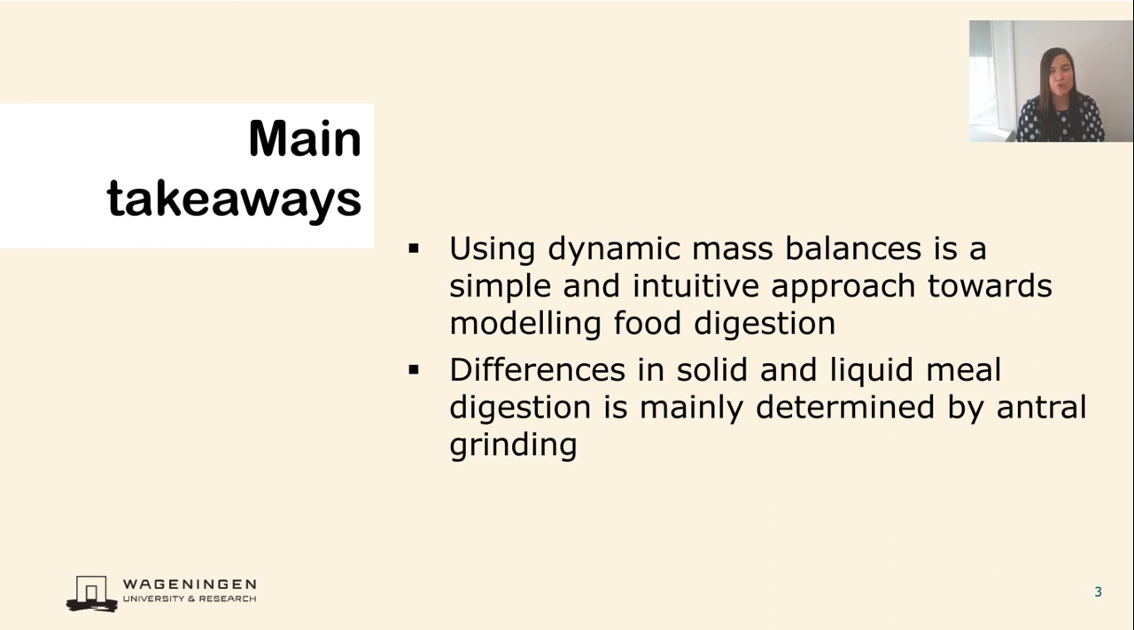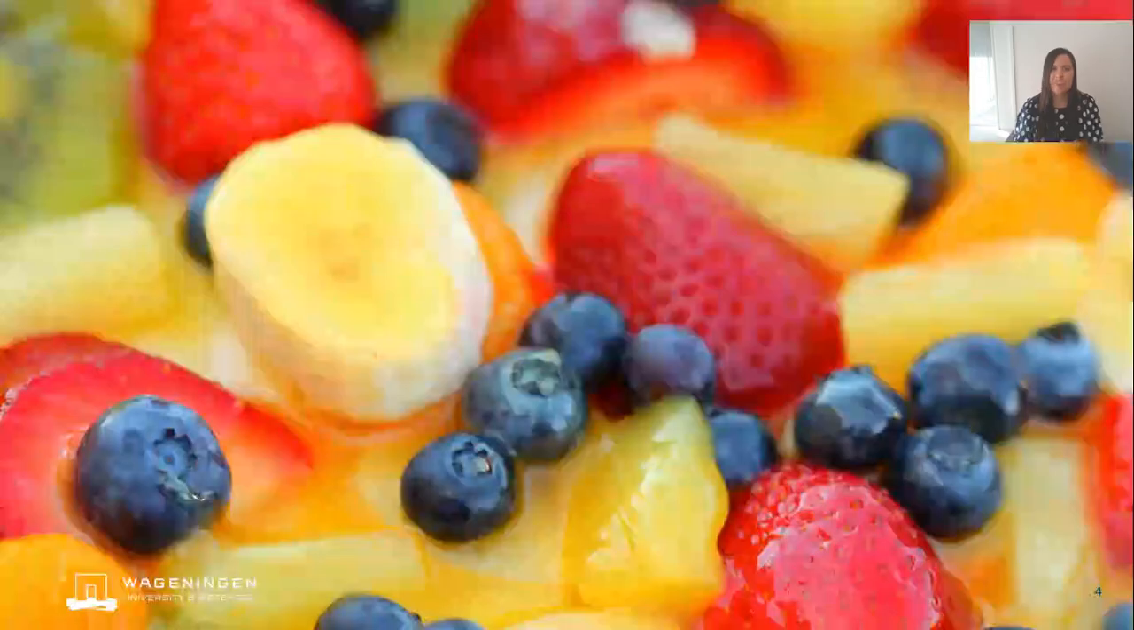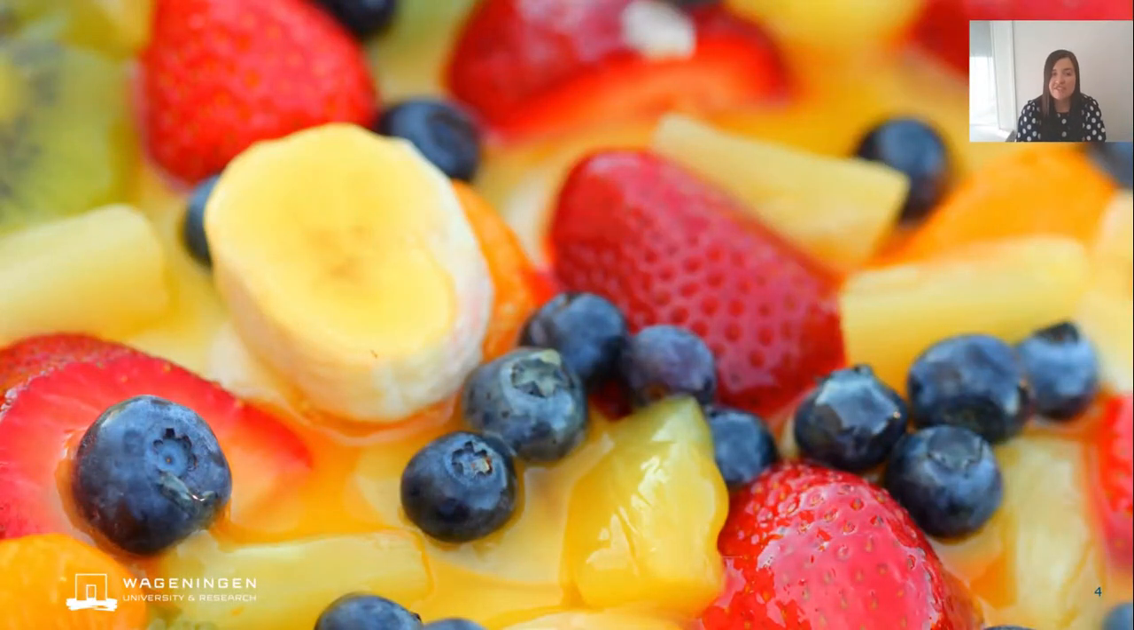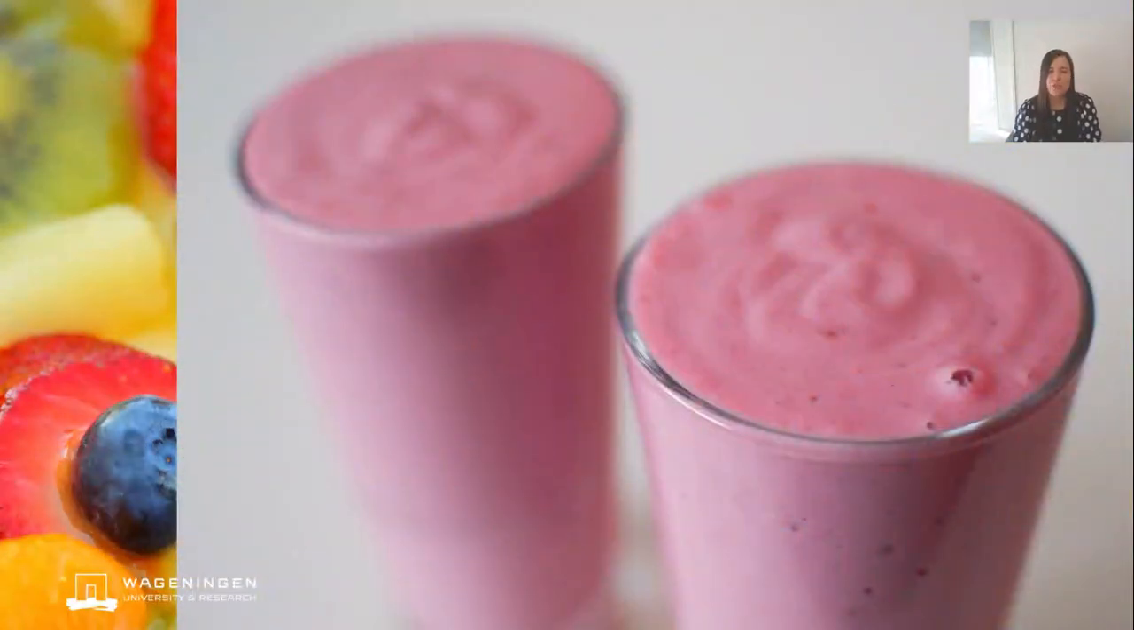And since in this presentation we are focusing on the differences between solid and liquid meals, I want to show to you how, by incorporating antral grinding to our food digestion model, we can describe relatively well the observations that have been done in vivo when comparing meals of identical composition but different physical states. You can expect that the digestive fate of a so-called solid meal, such as this fruit salad, will be different when it is consumed as a smoothie. So the composition of these two meals is identical, there's just a difference in the structure and the particle size.